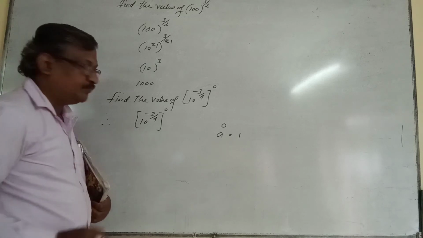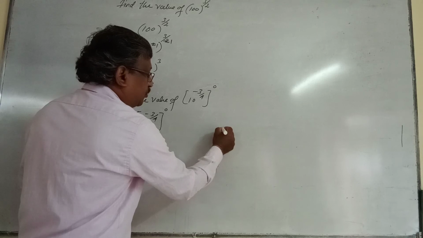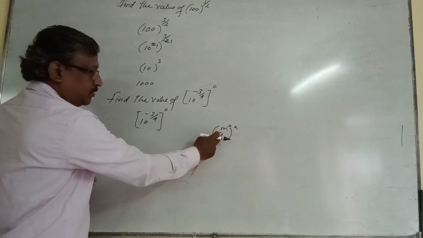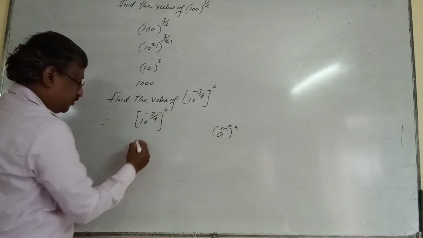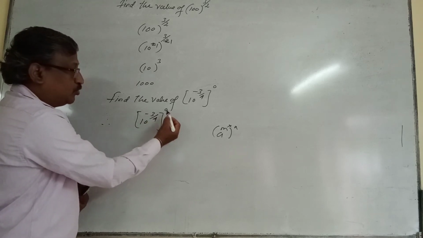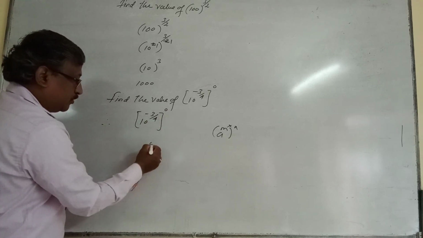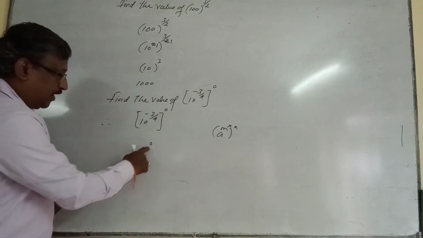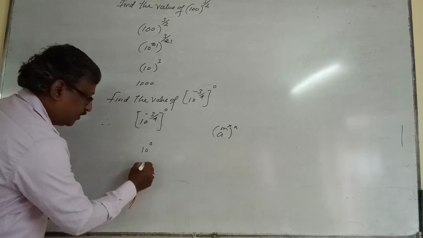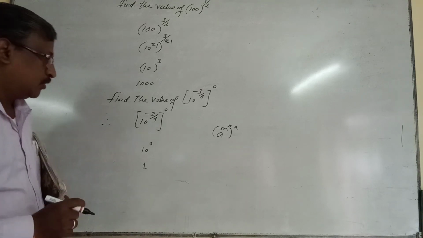Here I can apply the third rule, right? Again same situation. If it is a raised to m, that whole raised to n, at that time we have to multiply the index. So here I can apply this third rule. You have to multiply the index. So it is 10 raised to, if you multiply minus 3/4 into 0, any value multiplied by 0 remains 0. So it comes to 10 raised to 0. And I told any value which is raised to 0 is not 0. It is always 1. Understood? Like this.